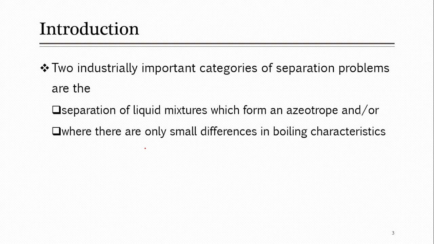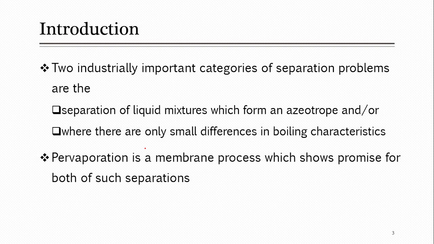The other case is when there are very small differences in the boiling characteristics. Again, you know that it is difficult to separate them with distillation, because when their boiling points are close and their volatility differences are very small, it's not easy to separate them. Although you can separate them, you will need very large size equipment, and energy consumption is way higher as compared to simple separation. So in these cases, pervaporation membranes are used for this separation.